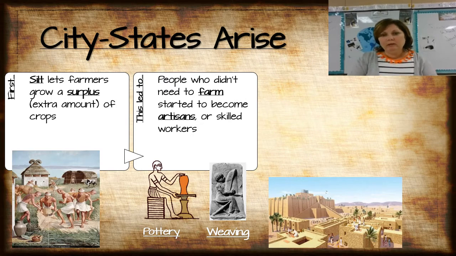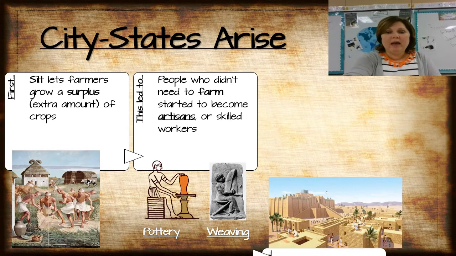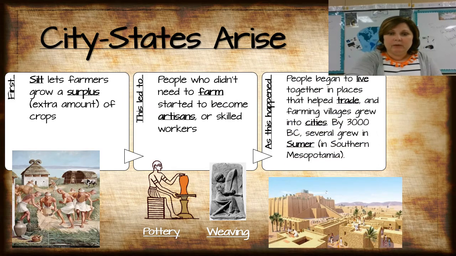And so with farming techniques getting more advanced, that allowed artisans or skilled workers to develop. And if you have an artisan or a skilled worker, that means that they specialize in one particular job. And that allows jobs to make innovations, make improvements, get better and better, and that will lead to people beginning to live together in places that help them trade.